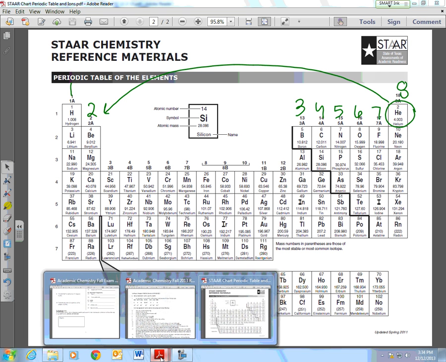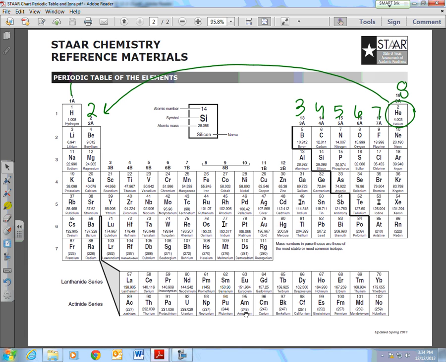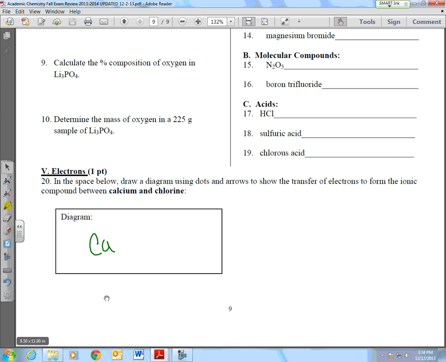So if I'm drawing the dot diagram for calcium and chlorine, calcium should only have 2 dots for the number of valence electrons. So I'm going to put a dot here. I'm going to put a dot here. The rule is as long as they're not coupled, it's okay. So you don't want to put the dots together. All right? And then you've got chlorine, which has 7 valence electrons. 1, 2, 3, 4, 5, 6, and 7.